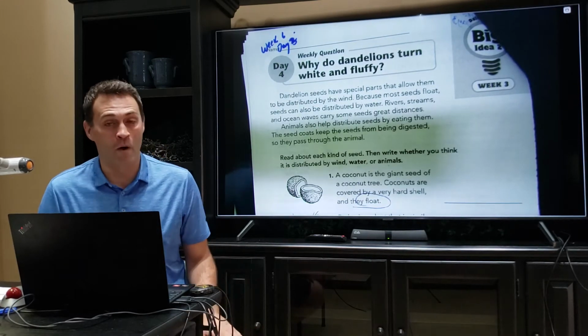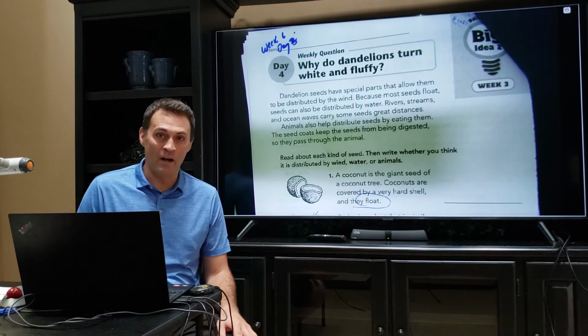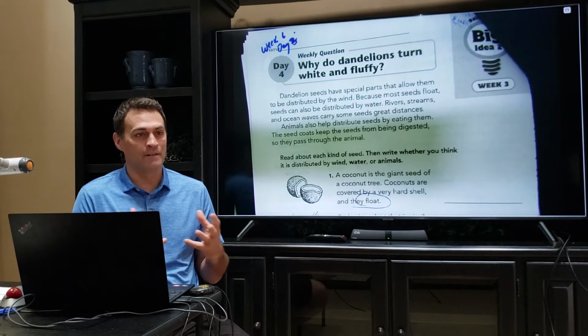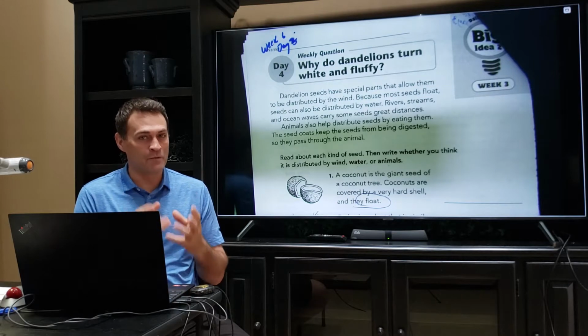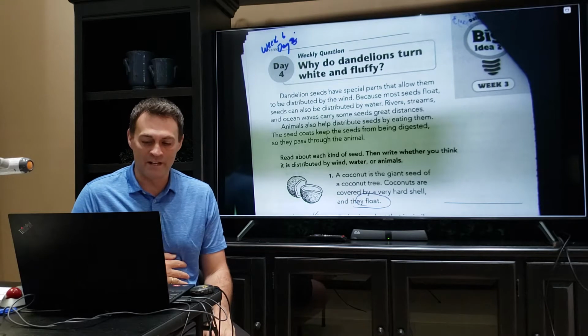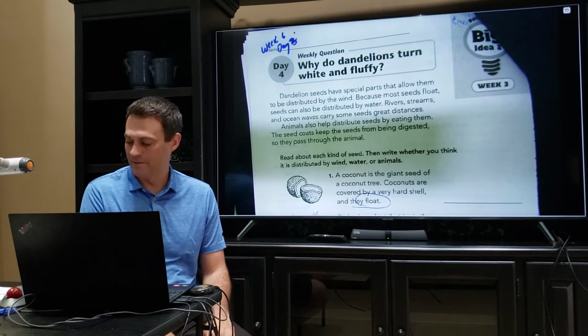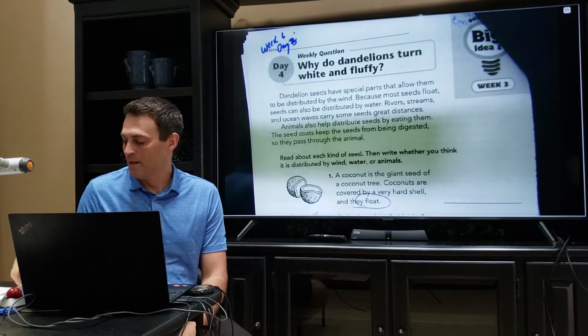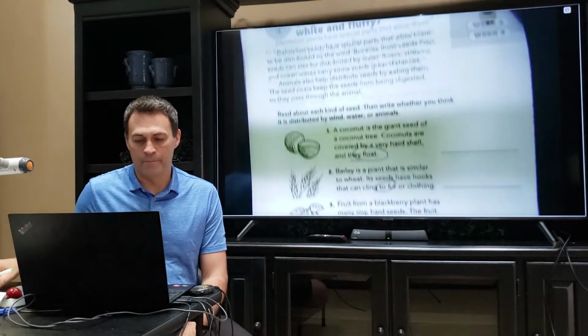Same with like wild raspberries, blueberries, strawberries. Okay, the fruit seeds are made to be sweet and tasty and eaten, so they can be carried in an animal's digestive system and then released when the time is right. All right, so let's do the second part here.